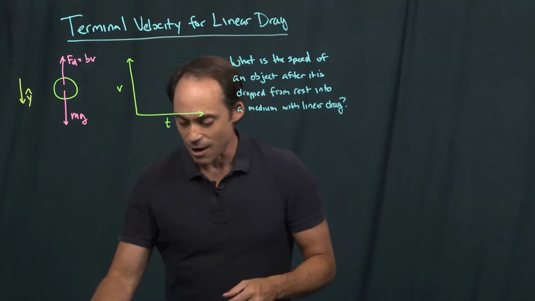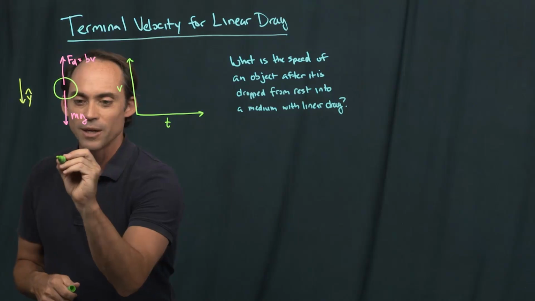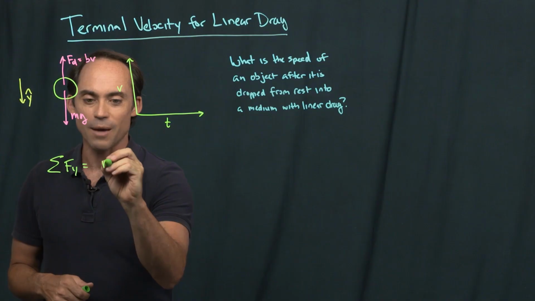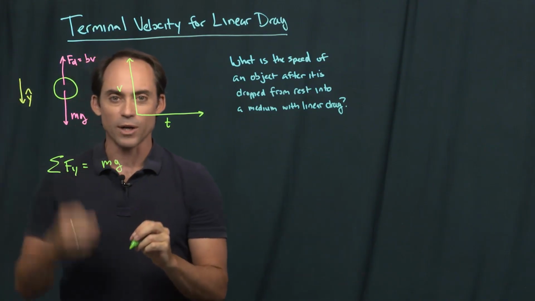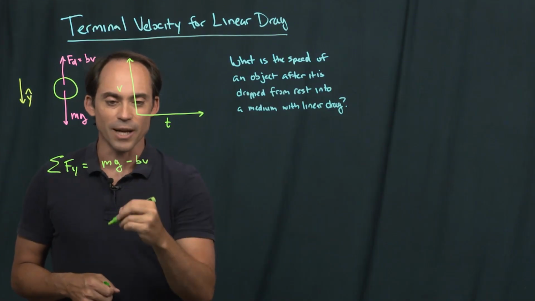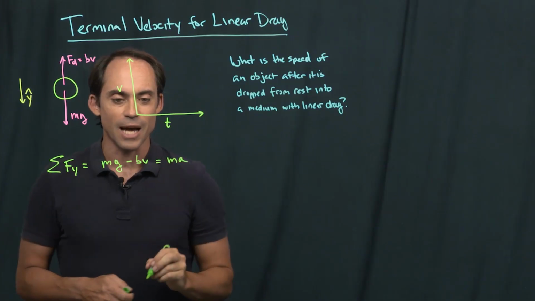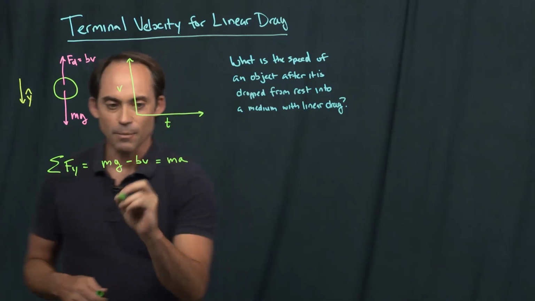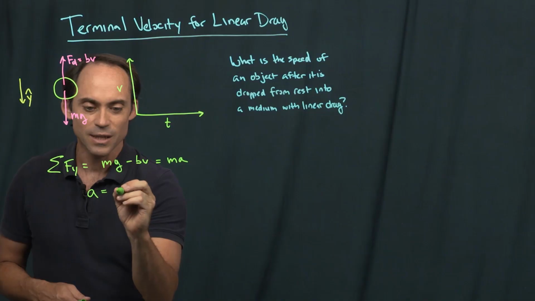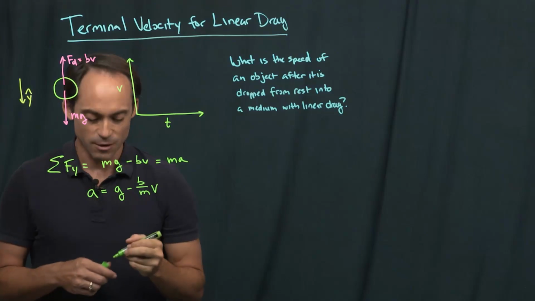Well, we can just go ahead now and write down Newton's equations for this force diagram. The sum of the forces in the y direction are just going to equal mg, because I'm writing my y coordinate to go downward, minus b times v. So we recover our minus sign just because of the direction of the arrow. And that's equal to the mass of the object times its acceleration. I'm just going to rewrite this by dividing through by mass, so I'll get acceleration is equal to g minus b over m times the speed.